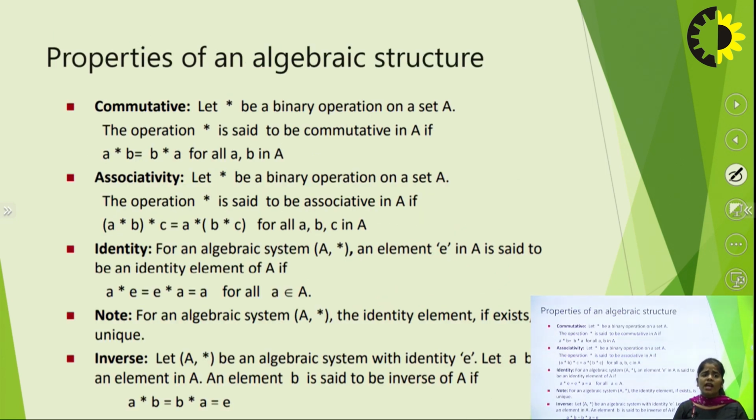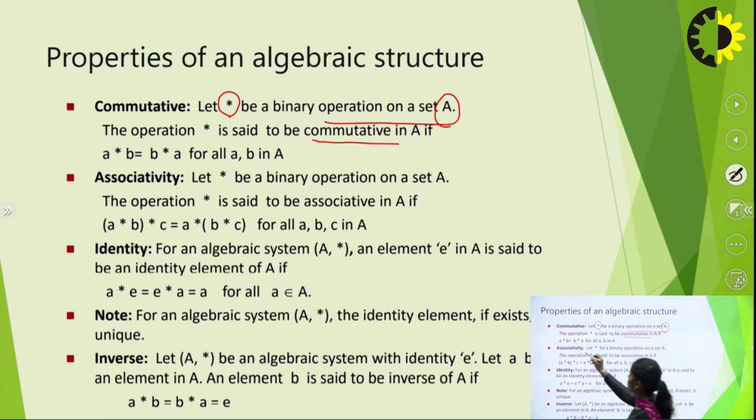Now, properties of an algebraic structure. There are some properties of algebraic structure we studied. What is commutative? If I take the same definition, let star be a binary operation, as we said earlier, that we always take asterisk as an operator. So here we take asterisk as a binary operation on any set A, then we say star is commutative in A if A star B is equal to B star A.